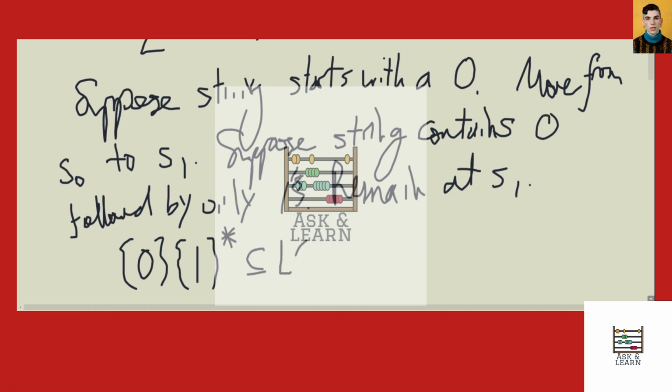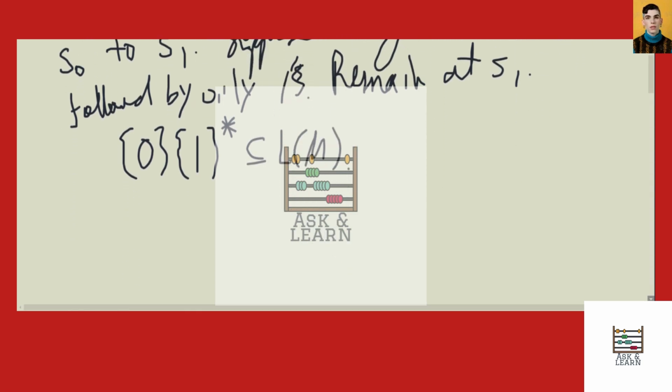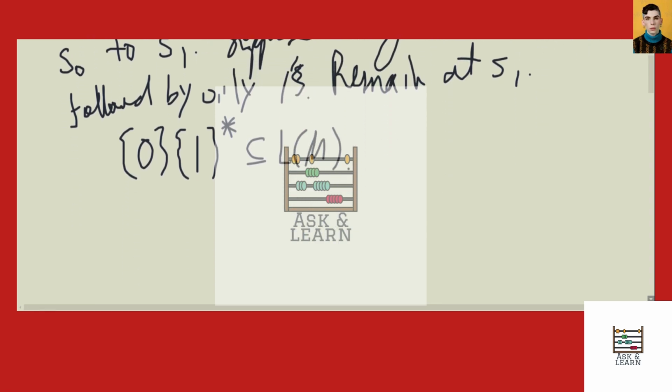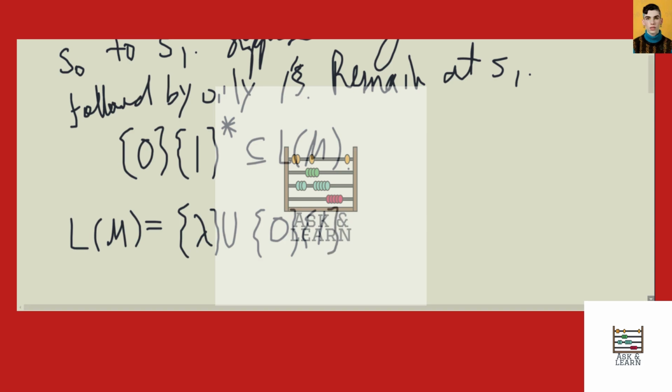In other words, we have that the set {0}{1}* is a subset of L(M), and that covers all our cases. So the language generated by this machine will be the union of all these sets. So L(M) is equal to the set {lambda} union with the set {0}{1}*. And this is our answer.